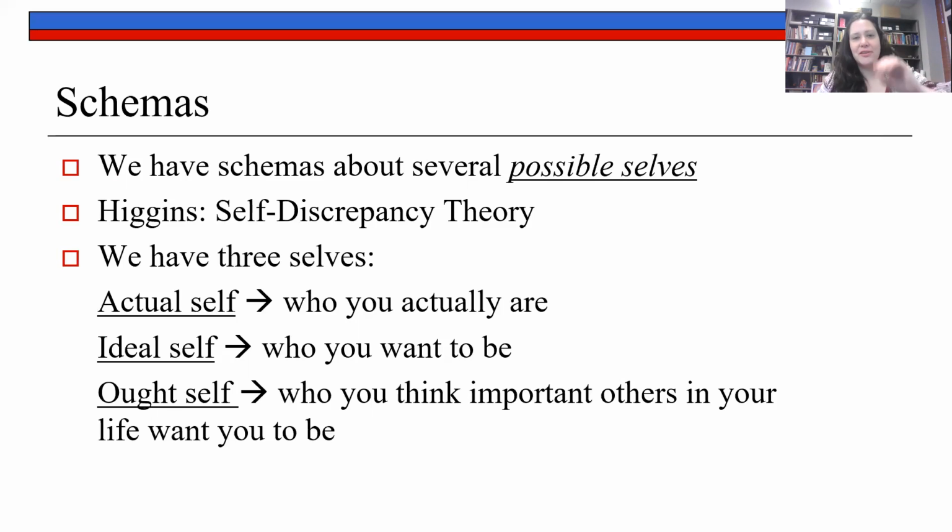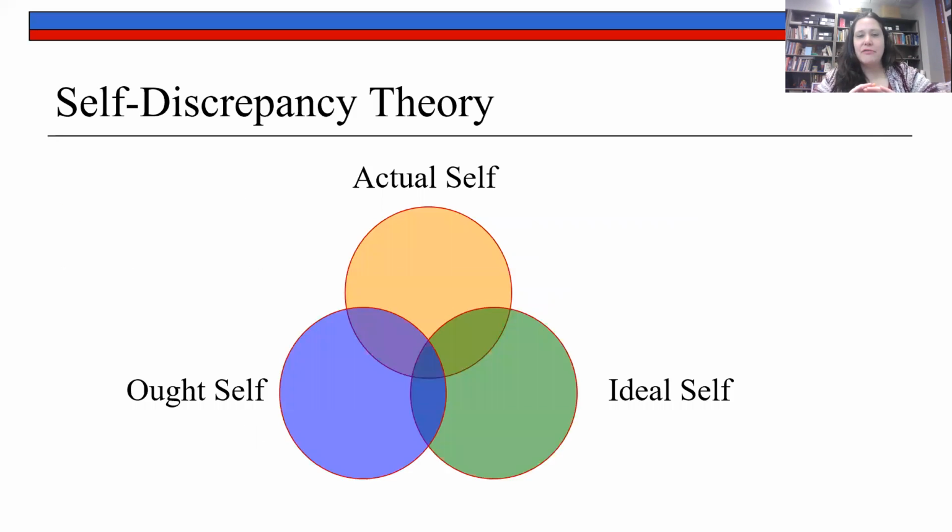So when we think about these 3 different selves and whether they match or not, we can have figures like a Venn diagram where we have the 3 selves, and if they all matched, all you would see is a single circle. They would all overlap. But as they pull apart from each other, we have discrepancy. That's why it's called self-discrepancy theory.